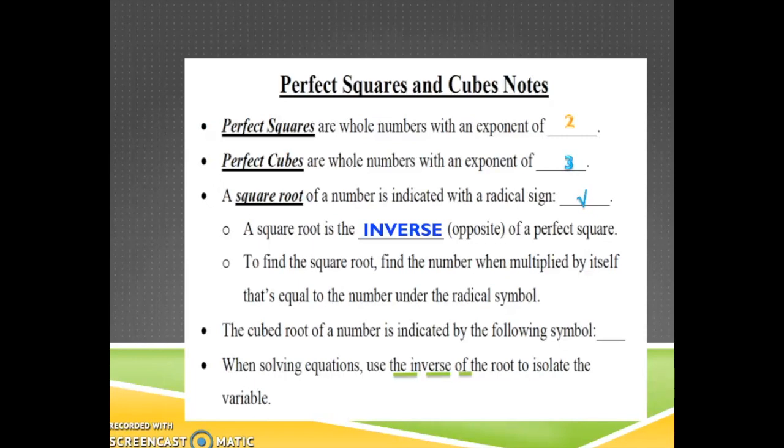To find the square root, find the number that, when multiplied by itself, equals the number under the radical symbol. The cube root of a number is indicated by the following symbol. When solving an equation, use the inverse of the root to isolate the variable.